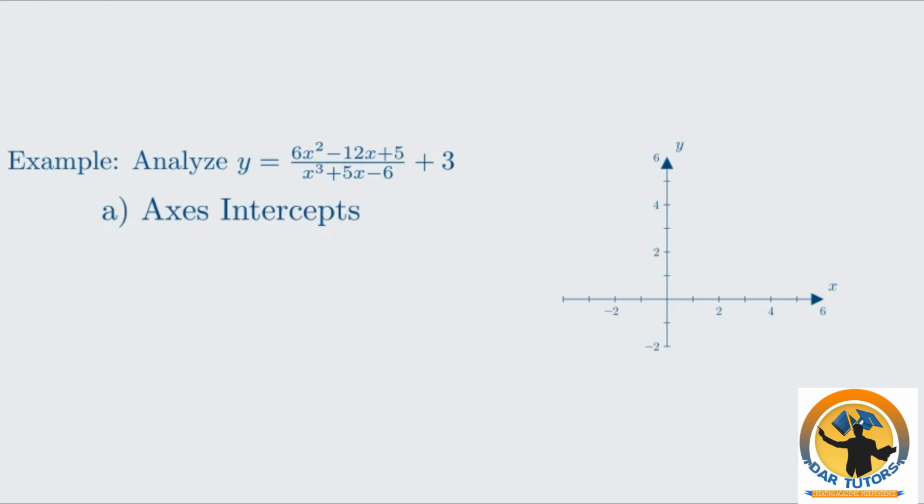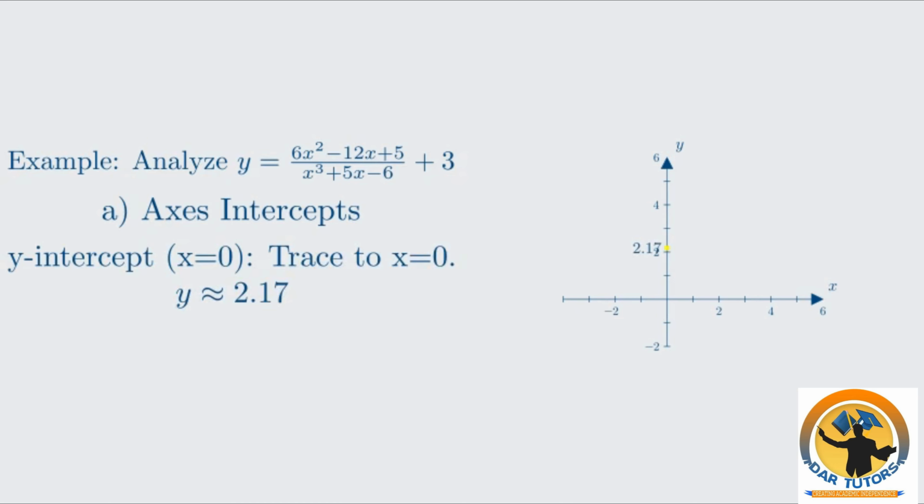First, let's find the axes-intercepts. The y-intercept occurs when x equals 0. Using the calculator's trace function, we can find the y-intercept. When x is 0, y is approximately 2.17.